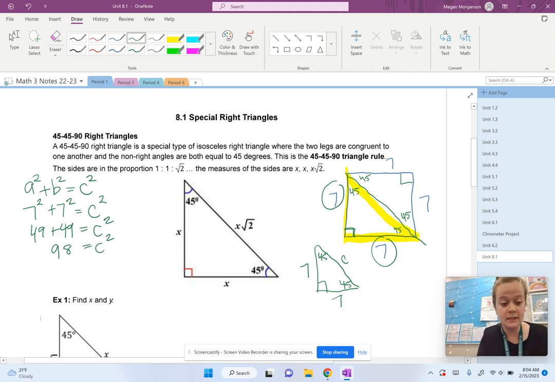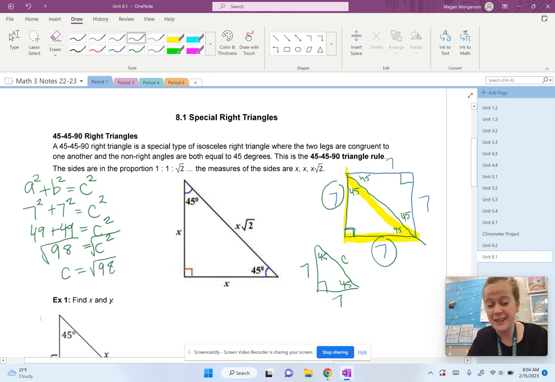Remember, we want C, not C squared. So we need to get rid of that square. So I'm going to square root it. That's the opposite. And we have C equals the square root of 98. And you're thinking, that doesn't seem very special. Well, you're going to use your skills that we practiced to simplify the radical.